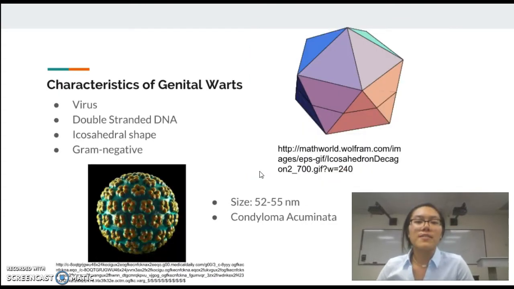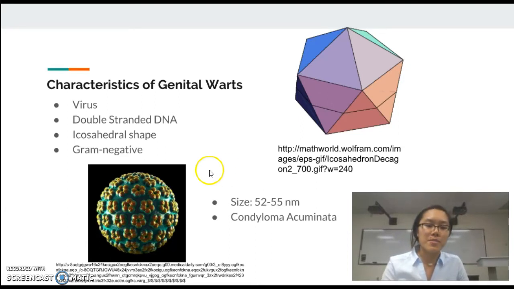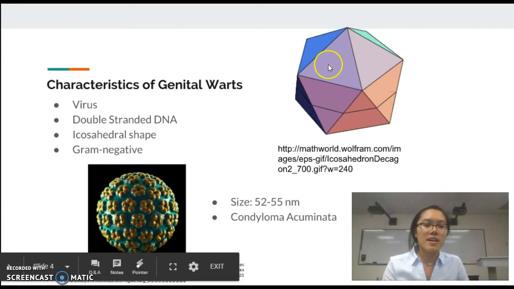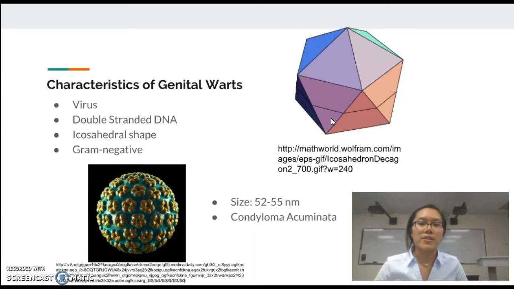The characteristics of genital warts. It is a virus, it is double-stranded DNA, it has an icosahedral shape shown here in these two pictures, and it is gram-negative, and its size is from 52 to 55 nanometers, which is pretty small for a virus.